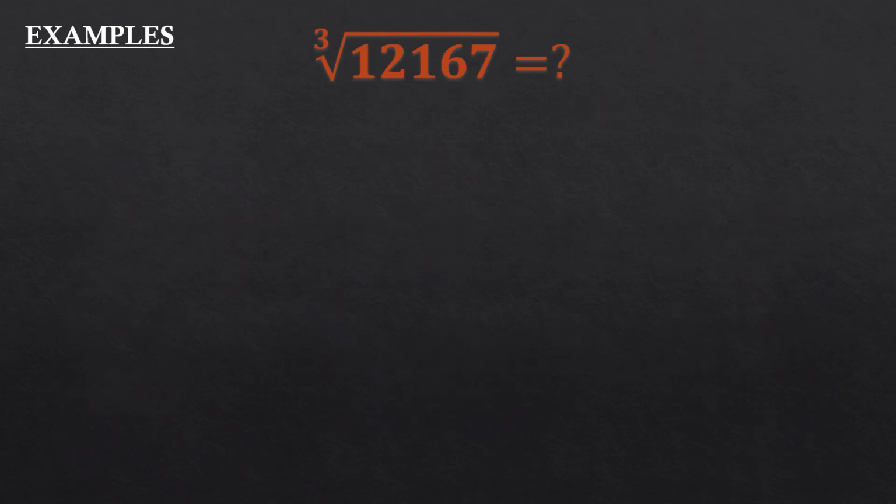Okay. Next one is the cube root of 12167. So first, what I told you, what is the first step? See the last digit. The last digit is 7. So, which cube has the last digit 7? 3 cube is the only one in which the last digit is 7, which is 27. So 3 cube is 27, and the last digit will be 3.